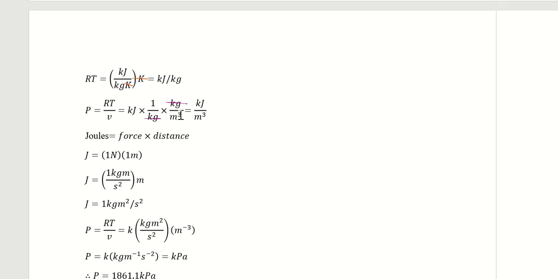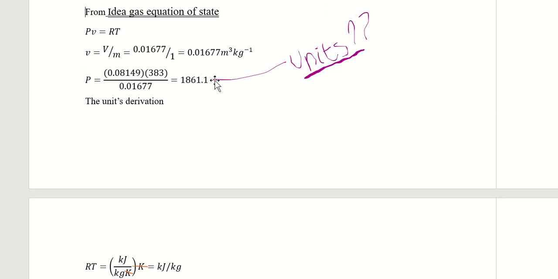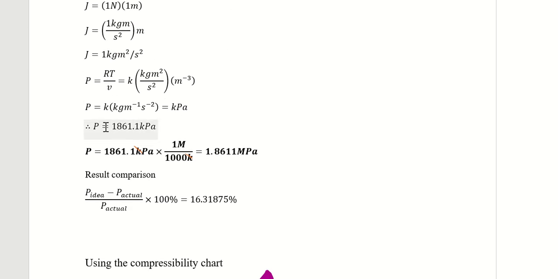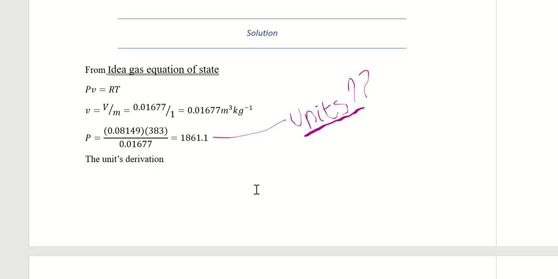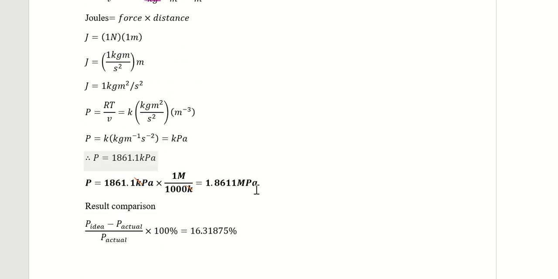That means our calculated value is not in megapascals, but rather kilopascals. So pressure is equal to 1861.1 kilopascals. The answer in the question is in megapascals, and also using the property tables, you realize that pressure is given in megapascals. So after calculating your values, it's one's decision to convert them into megapascals.